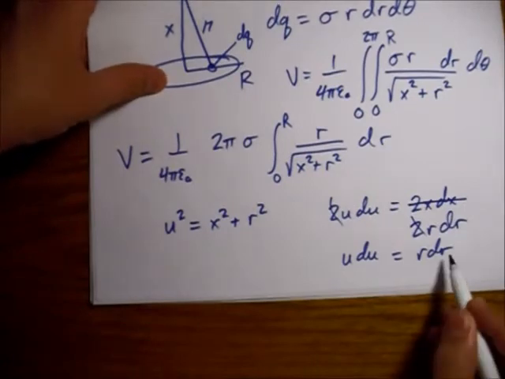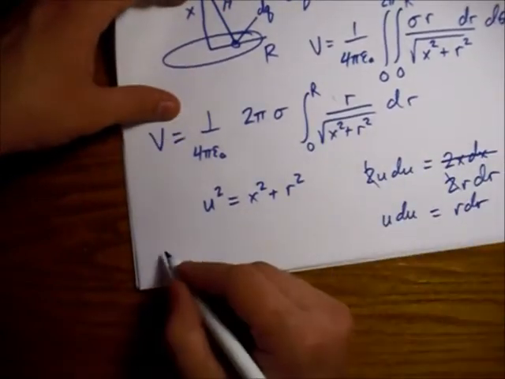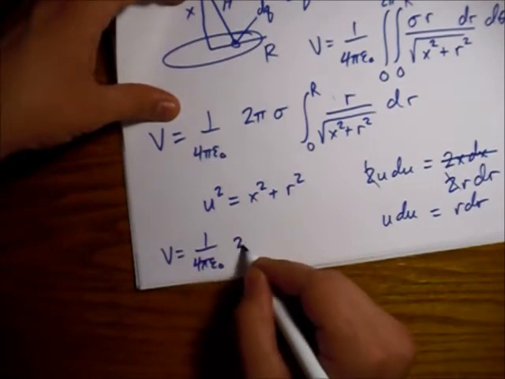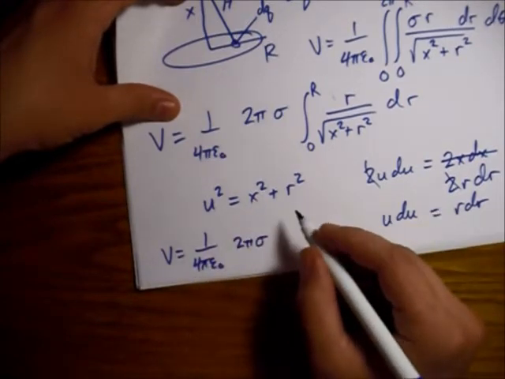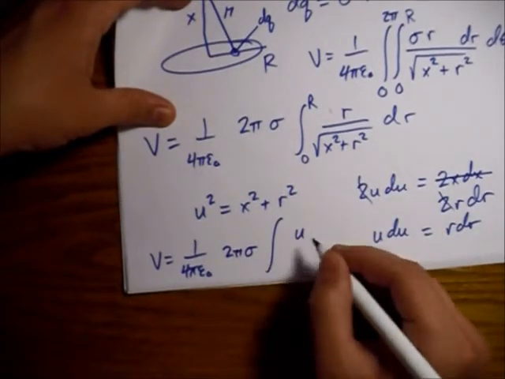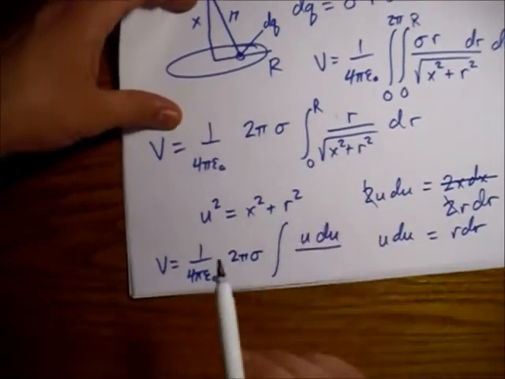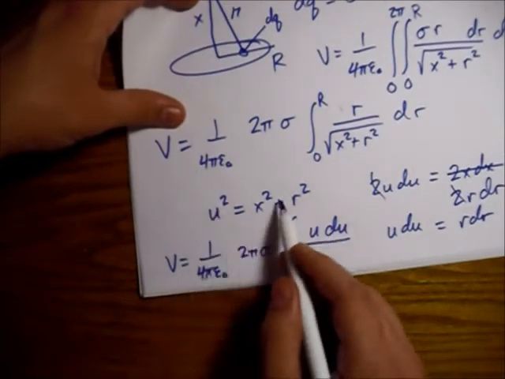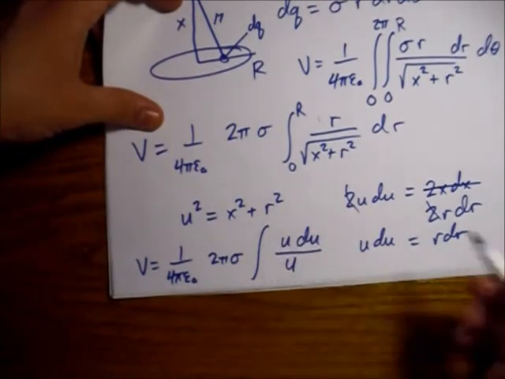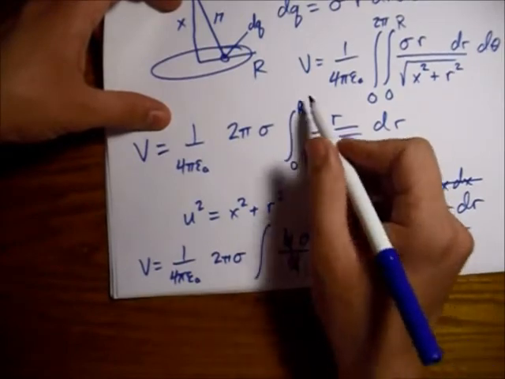We can just plug this r dr in for this r dr up here, and write this out again. So we have a u du on top, and then this down here was just a u, right? Because we had our u, take the square root of both sides of this. So this is just a u on the bottom. So we just have another simple integral, right? We just have to plug in our limits of integration real quick.